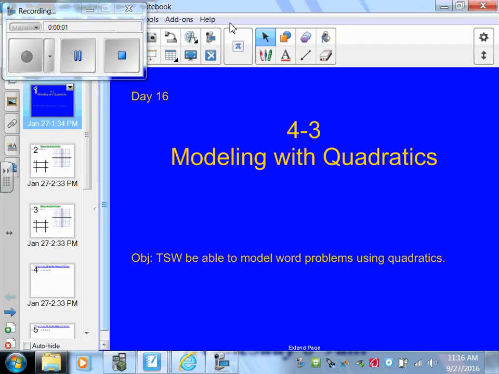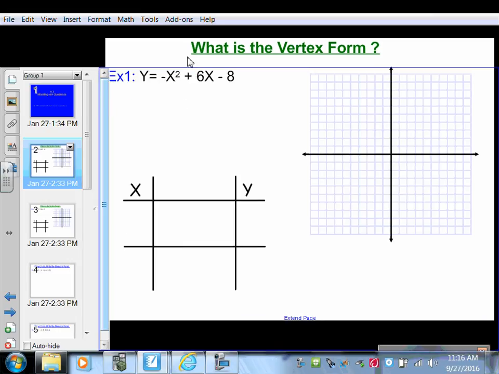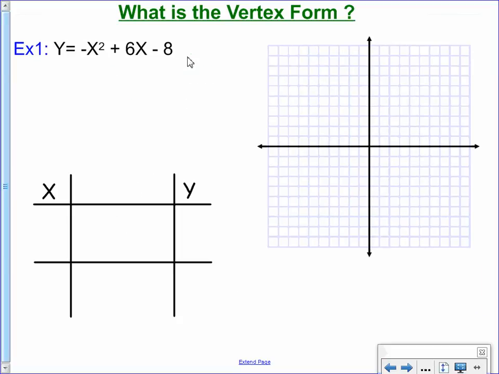From standard form to vertex form. Easy day. Actually, we did this problem. It was probably the last problem, well, not in your calculator, but it was the last problem we did yesterday. To write something in vertex form, find the vertex.